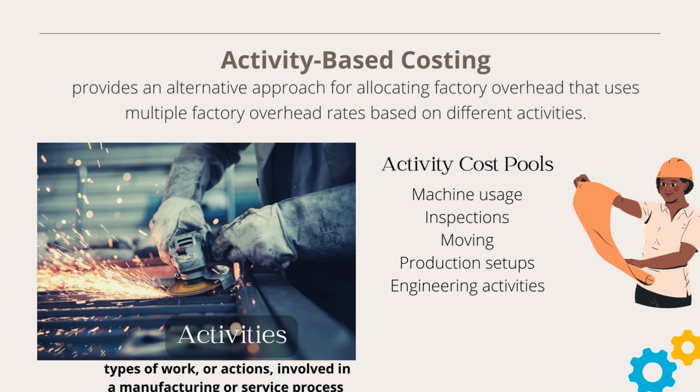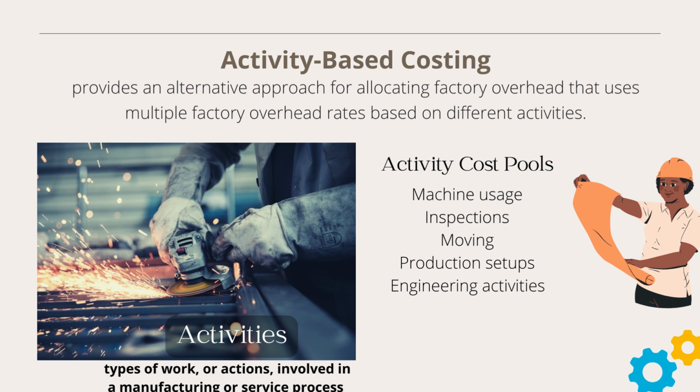Activity-based costing provides an alternative approach for allocating factory overhead that uses multiple factory overhead rates based on different activities. Activities are types of work or actions involved in a manufacturing or service process. Examples of these activities are assembly, inspection, and engineering design functions.